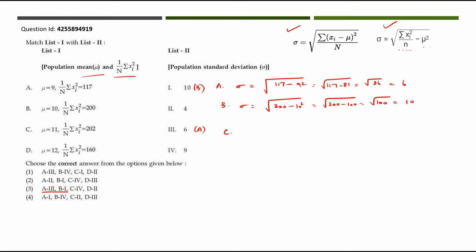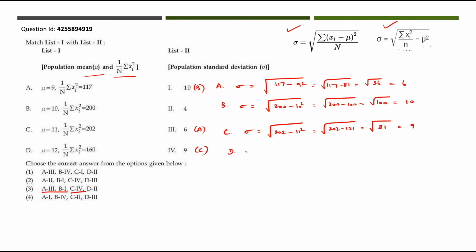What about C? Standard deviation is equal to summation of xi square divided by n value is 202 and the mean value is 11. So we will have 11 square. 11 into 11 is 121. 202 minus 121 will have a value of 81. Square root of 81 is 9. C will be mapping to 4.